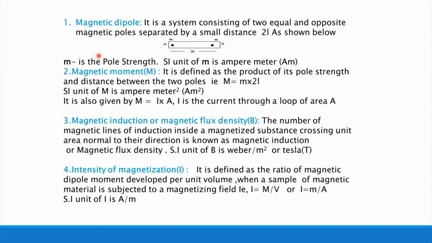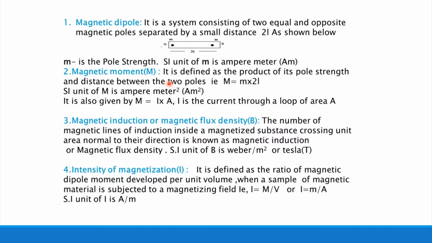First, the magnetic dipole. It is a system consisting of two equal and opposite magnetic poles separated by a small distance 2L, as shown in the figure here. This is the North Pole, here is the South Pole, and the total distance is taken as 2L. L is the distance from the pole to the center of the magnet, and m is the pole strength of each. The SI unit of pole strength is ampere meter.